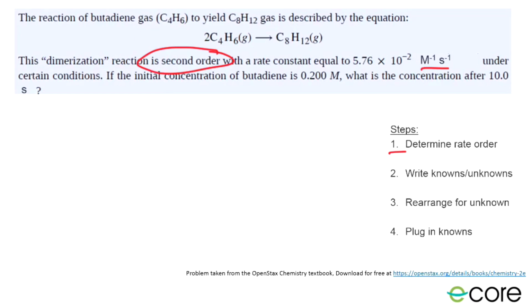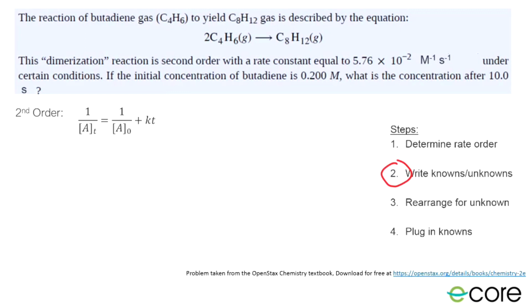So that means we want to go and grab our second order equations. In particular, we want to grab the one that's going to solve for concentration after 10 seconds. So that's going to be this equation. It's second order, and it relates concentrations to time. Next, we're going to write down the knowns and unknowns. So what do we know, and what are we looking for?